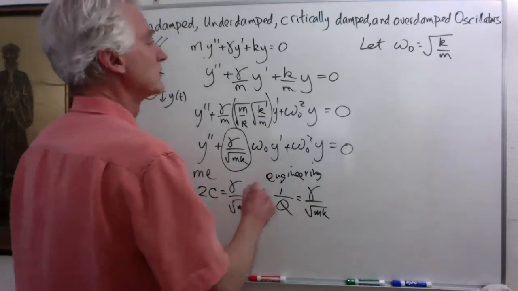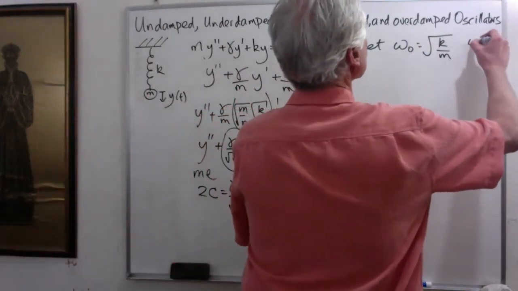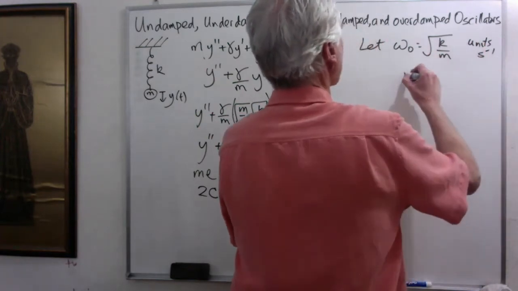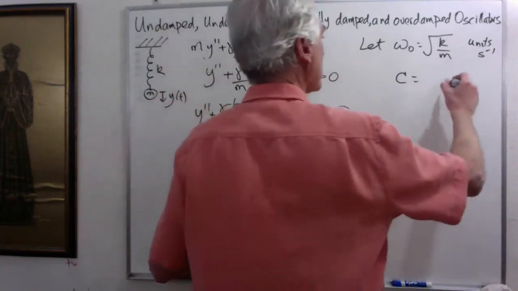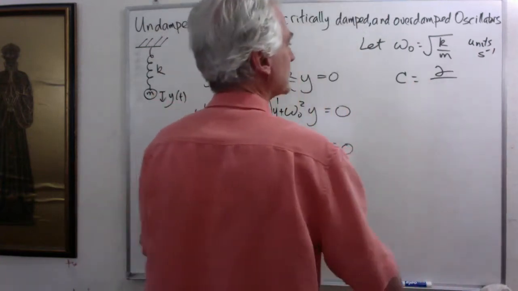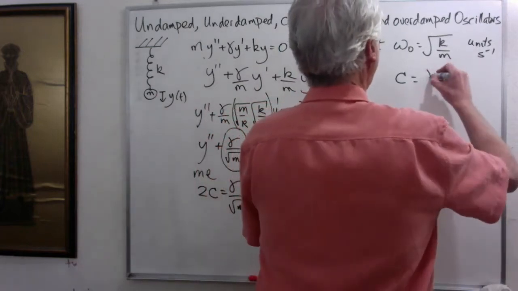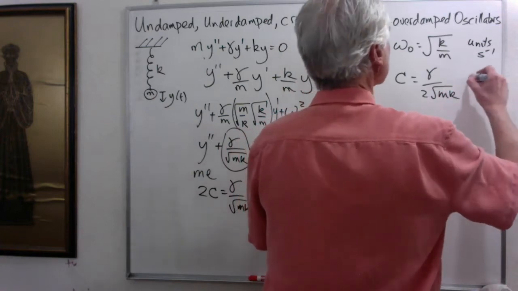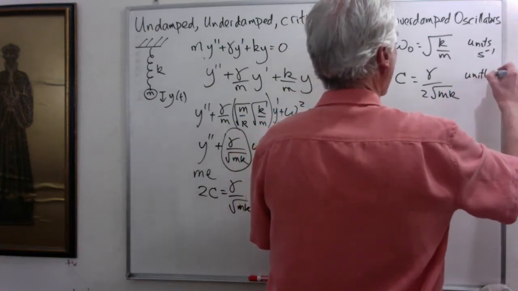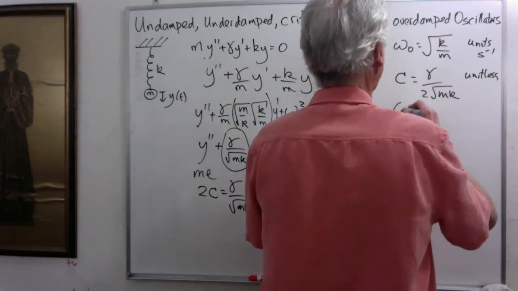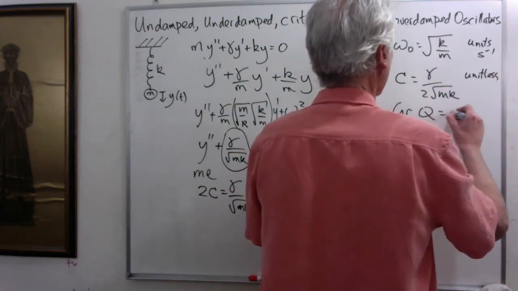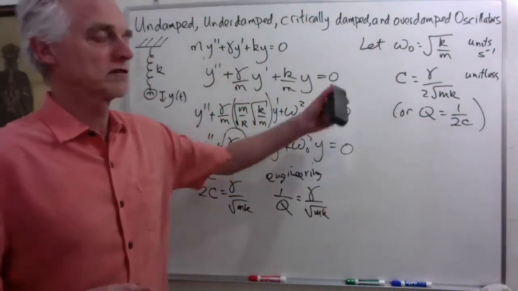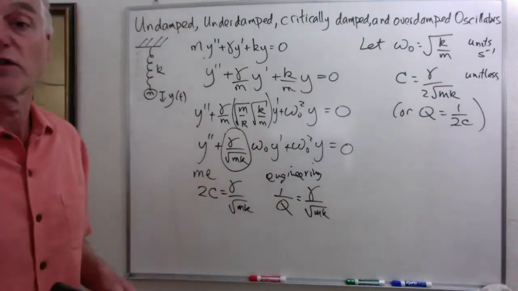Okay. So this has units. Omega naught has units, seconds to the -1, and our C, which is gamma, well, let's make a nice gamma over 2 square root of MK is unitless. Or I can define Q, which is 1 over 2C. You wouldn't want to use C and Q. You can choose one or the other. And I'm going to be focusing on the C.